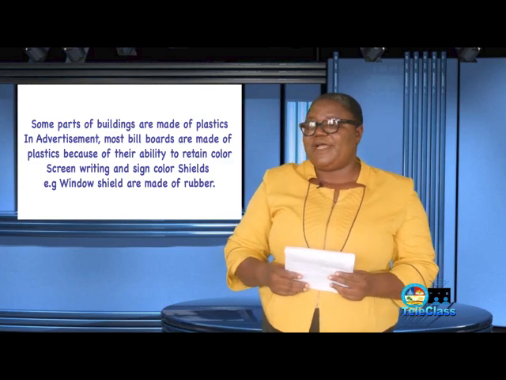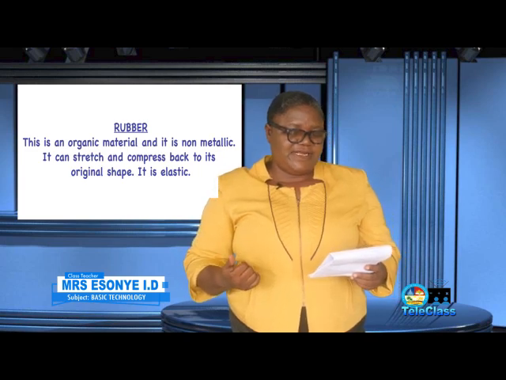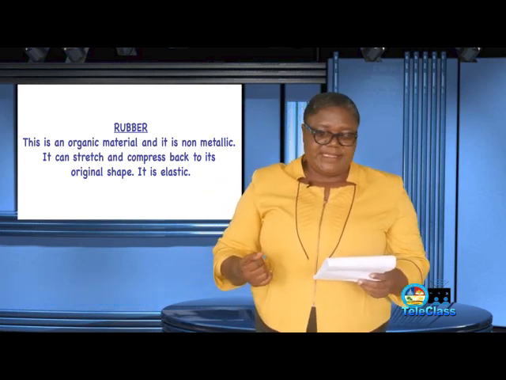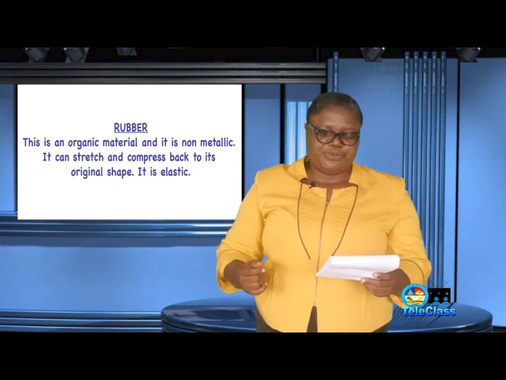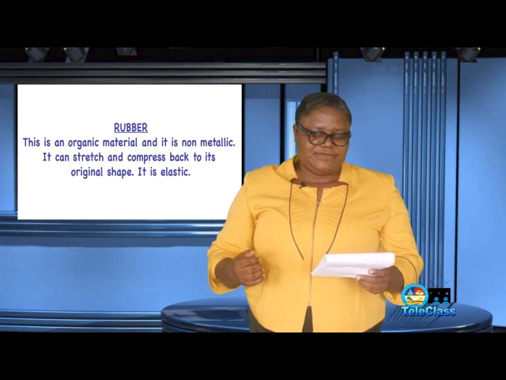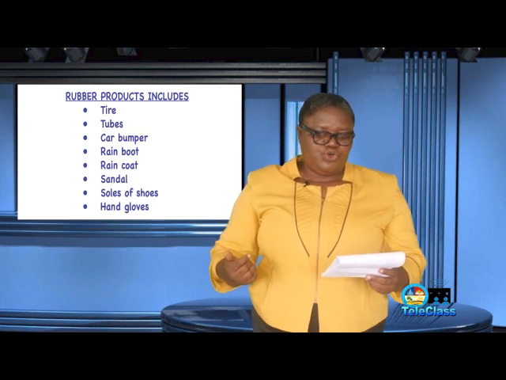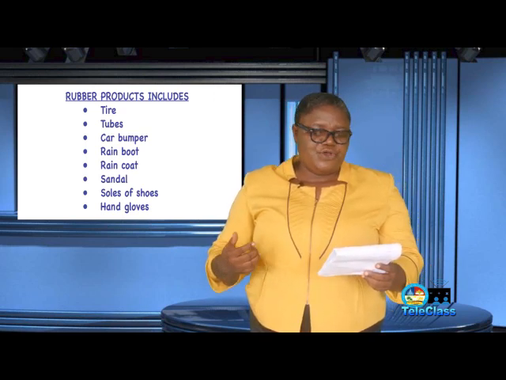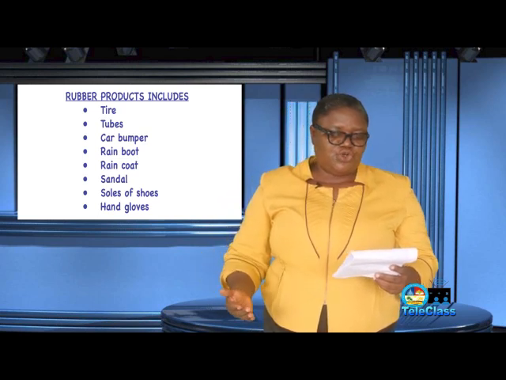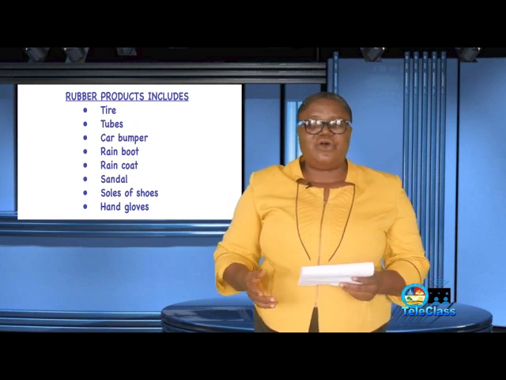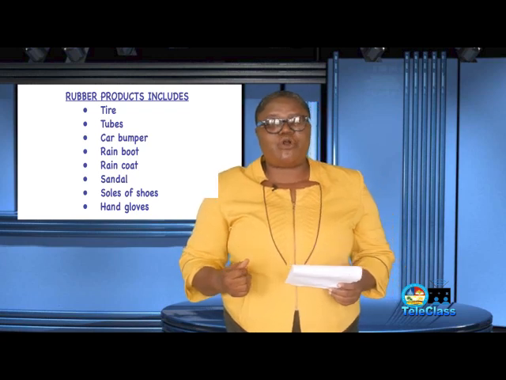Now, we are going to talk about rubber. Rubber is an organic material and it is non-metallic. It can stretch and compress back to its original shape. It is elastic. Rubber products include tires, tubes, car bumpers, rain boots, raincoats, sandals, the soles of most of our shoes, hand gloves, to mention a few. We also have two types of rubber.